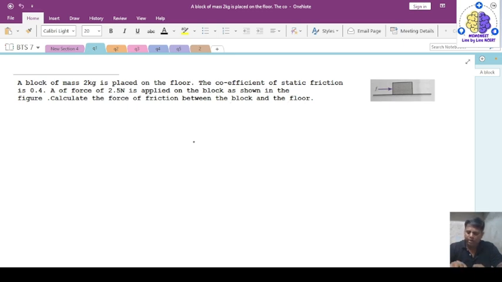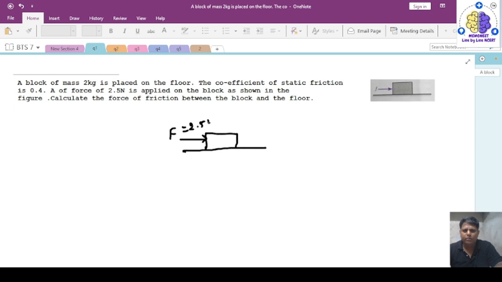So what they have given to us is there is a horizontal surface. On this horizontal surface, a block is in place and we are applying a force F on it. And this F is equal to 2.5 Newton, right? The coefficient of static friction is given in the figure. Calculate the frictional force between the block and the floor. Now the mass of the block is 2 kg and the coefficient of friction is 0.4.